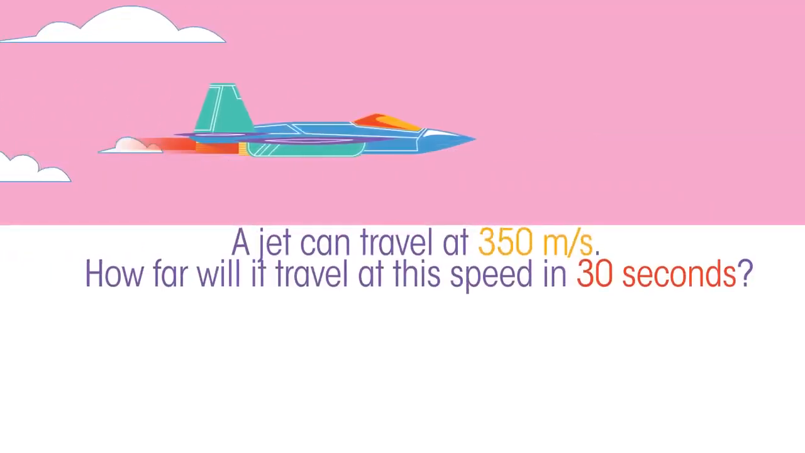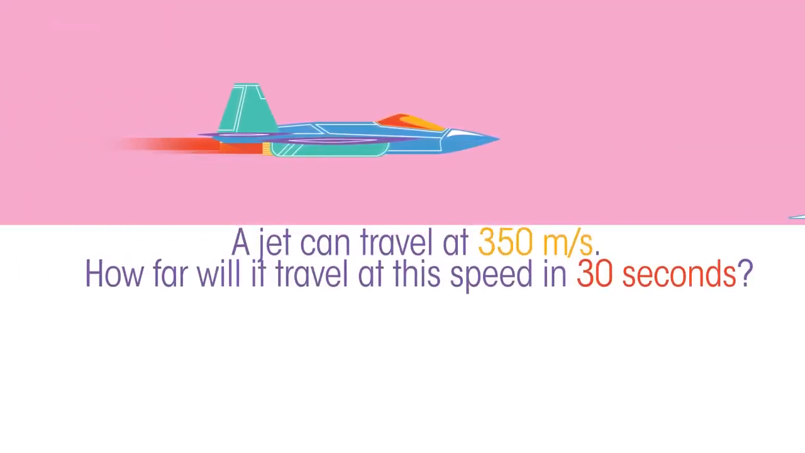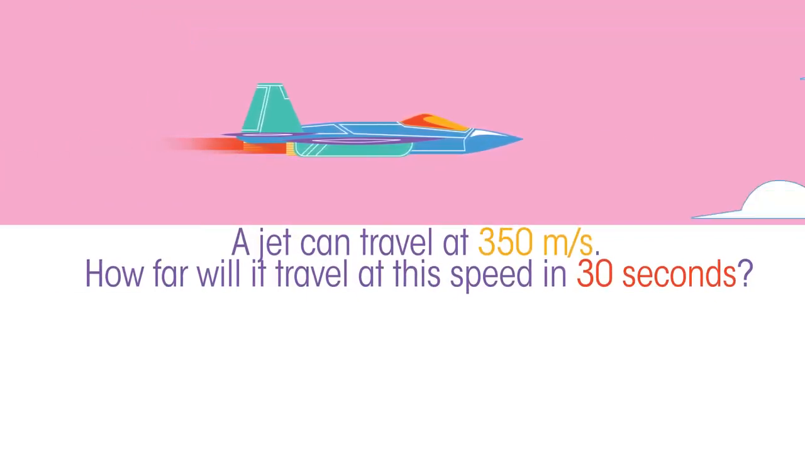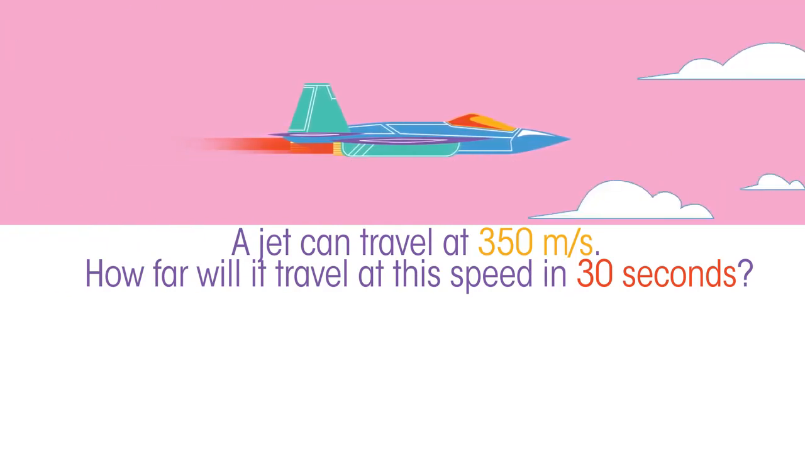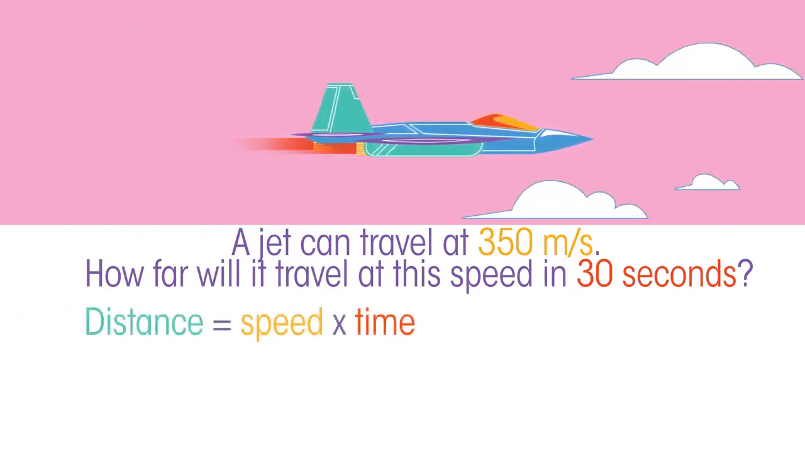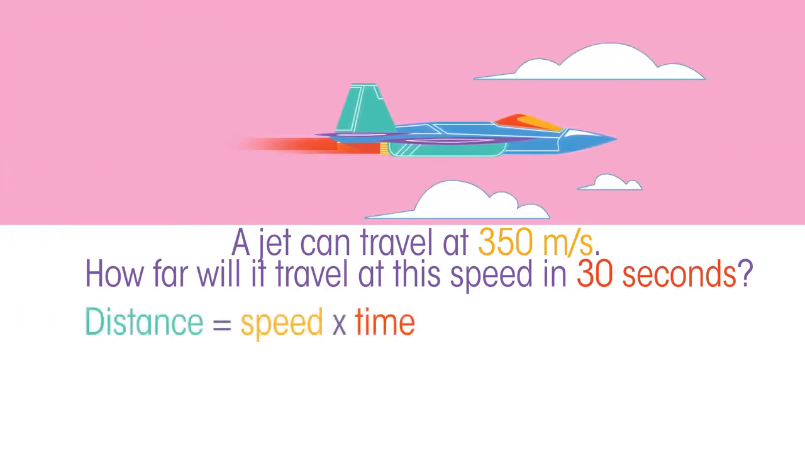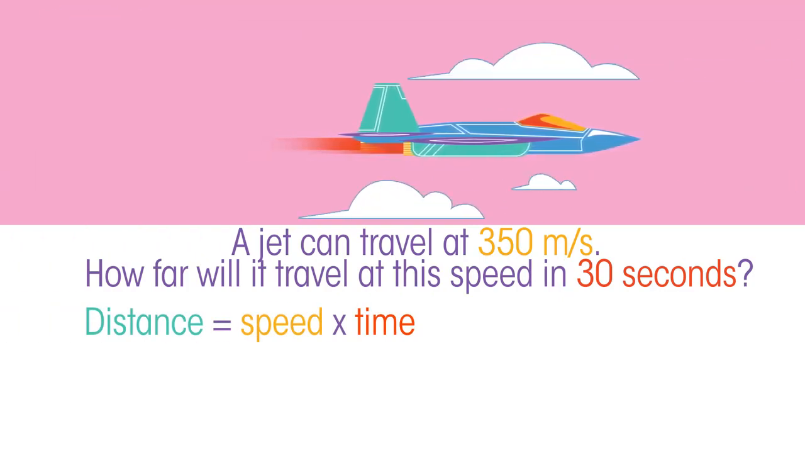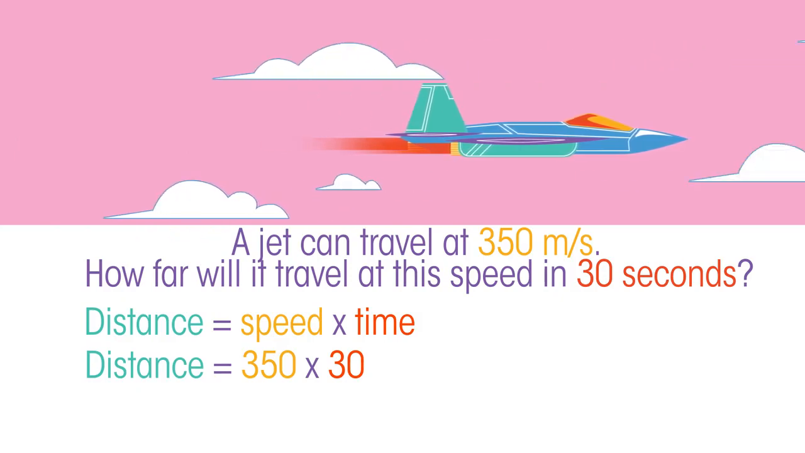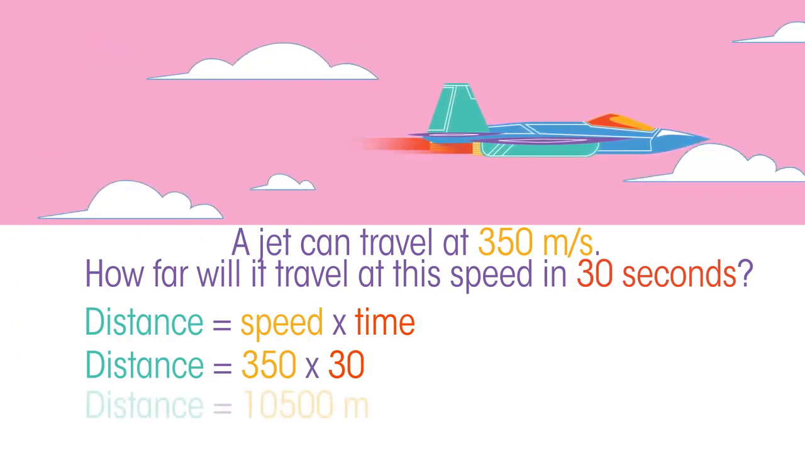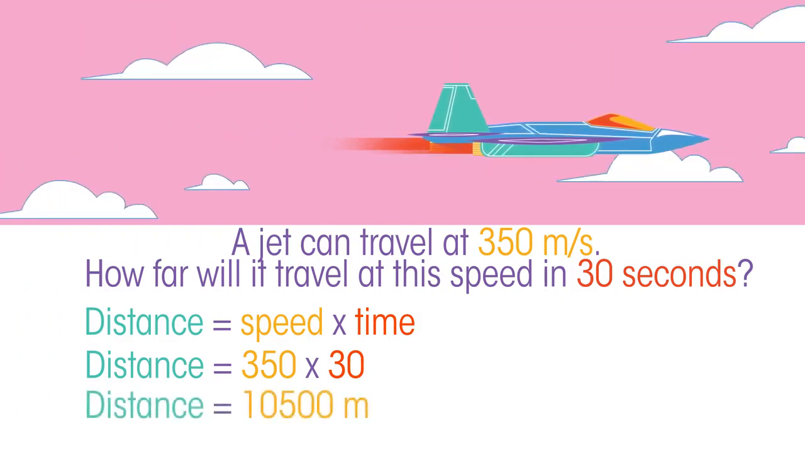And another one. A jet can travel at 350 meters per second. How far will it travel at this speed in 30 seconds? Pause and have a think. Well, it travels 350 meters in 1 second. So in 30 seconds, it will travel 30 times 350, which equals 10,500 meters.